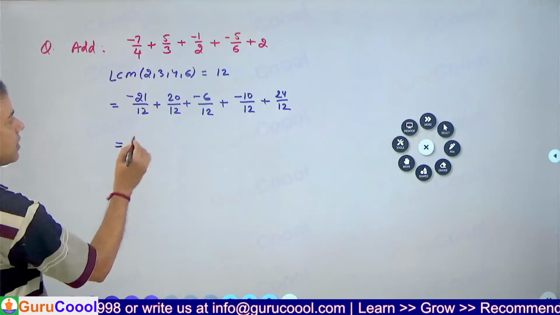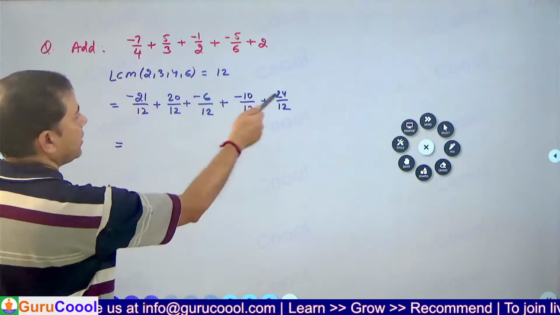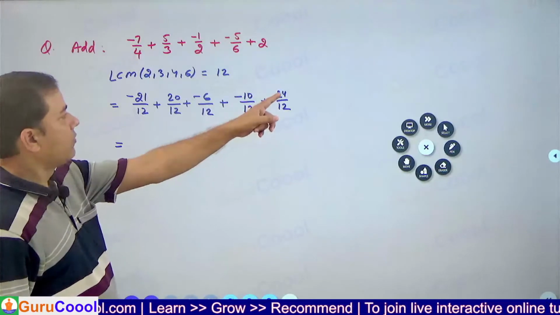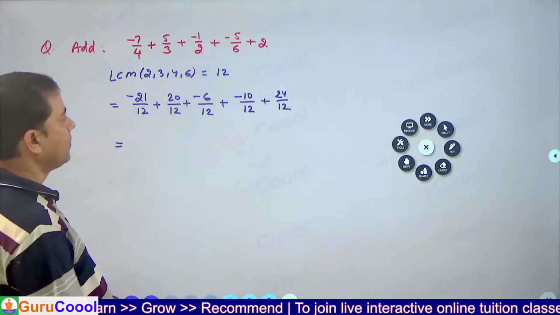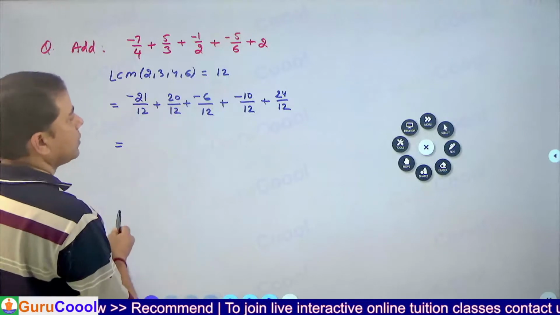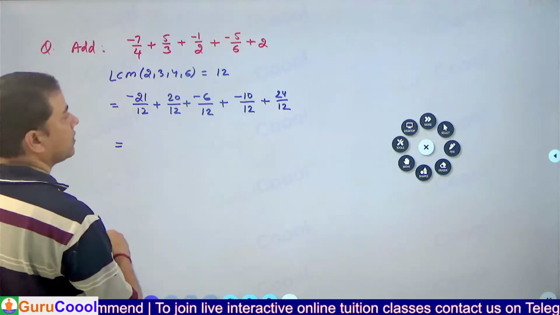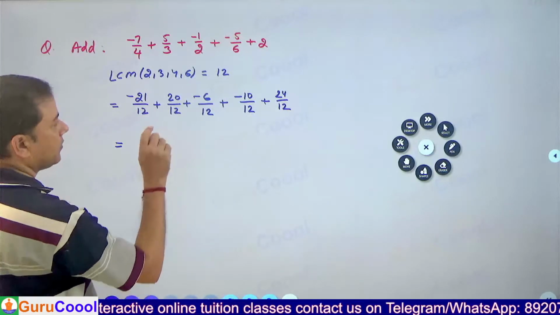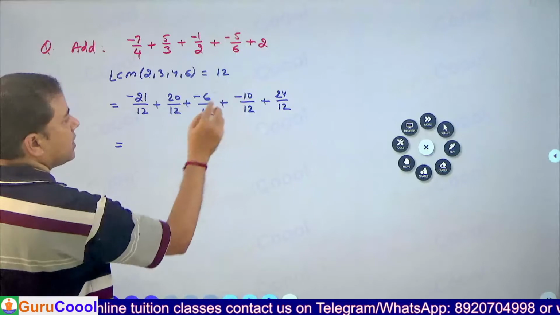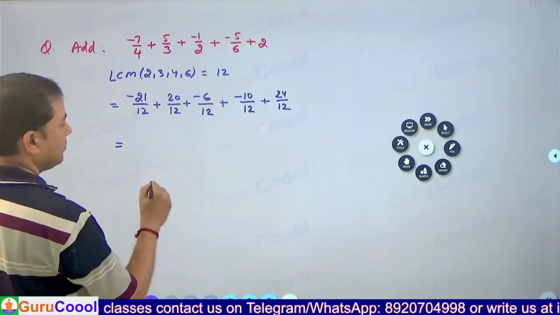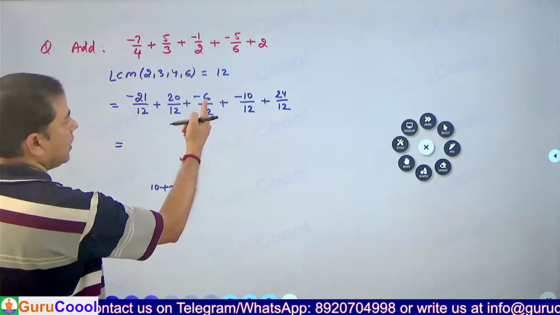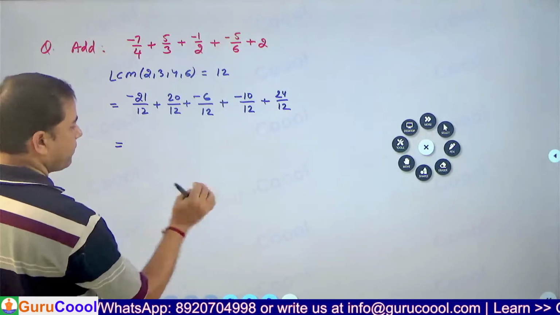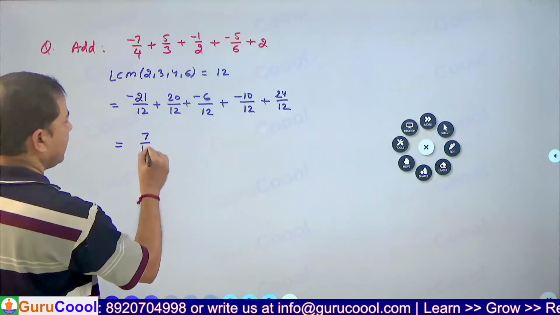Now since denominators are all equal, we can directly add their numerators. Notice positive numbers 24 and 20. Negative numbers are these all. So for better calculation, let's do it this way. 24 minus 21, that's 3 remaining. 20 minus 10 is 10 remaining. So 10 plus 3 and minus 6, right? So 13 minus 6, 7 by 12, and that's the answer.